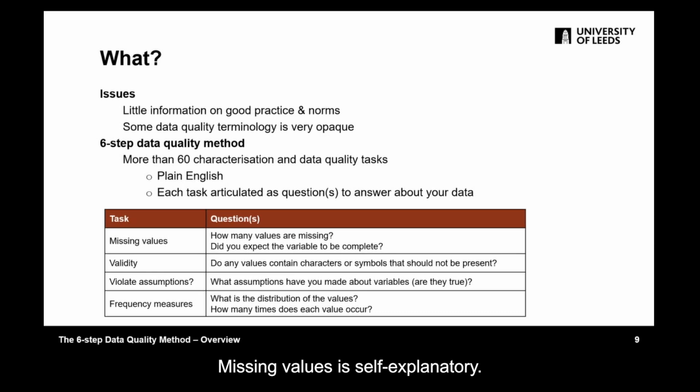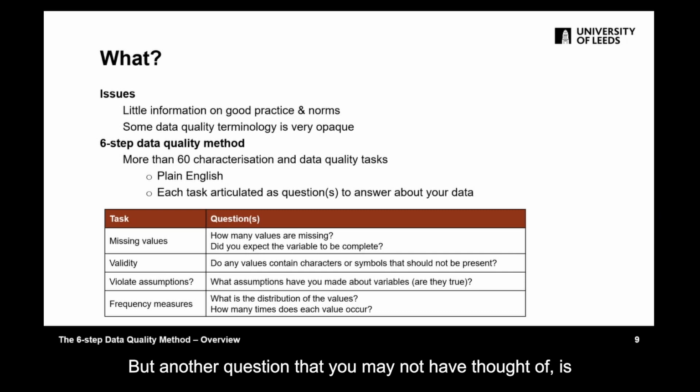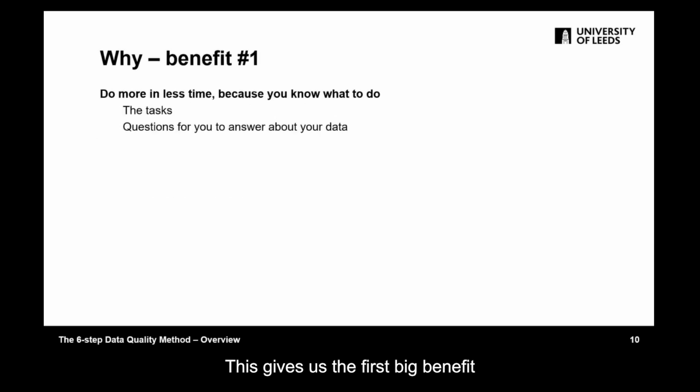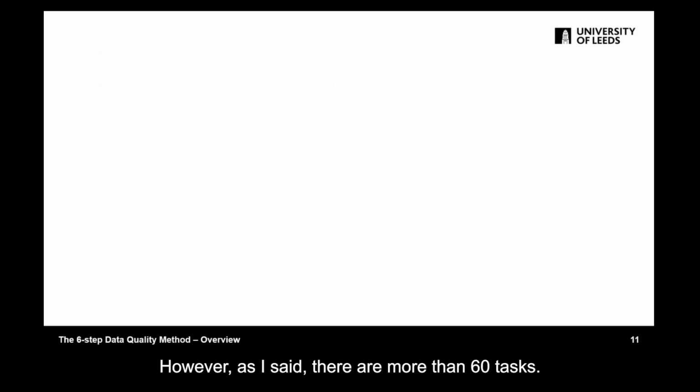Missing values is self-explanatory. One obvious question is how many values are missing for a given variable. But another question that you may not have thought of is, did you expect the variable to be complete? This gives us the first big benefit of the method. By documenting the tasks and questions, you now know what to do. And because of that, you should be able to do more in less time. However, as I said, there are more than 60 tasks.